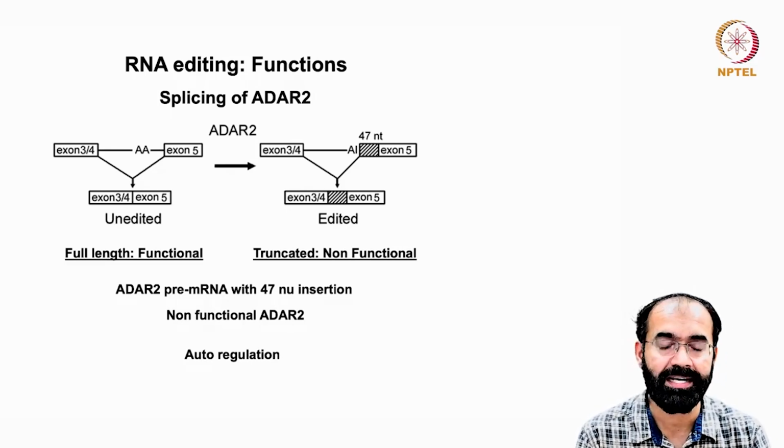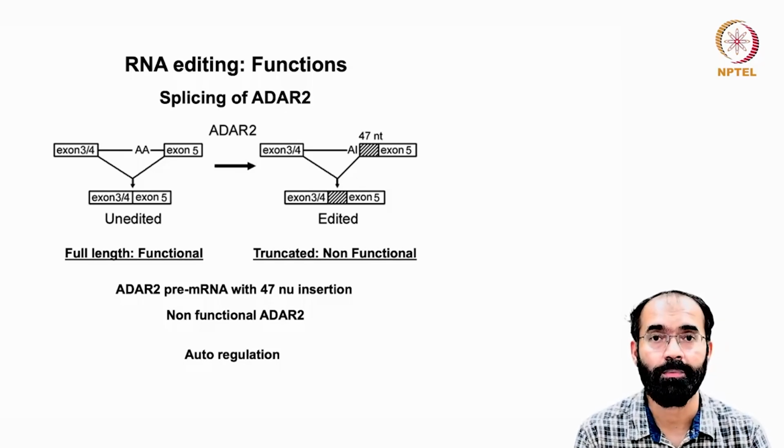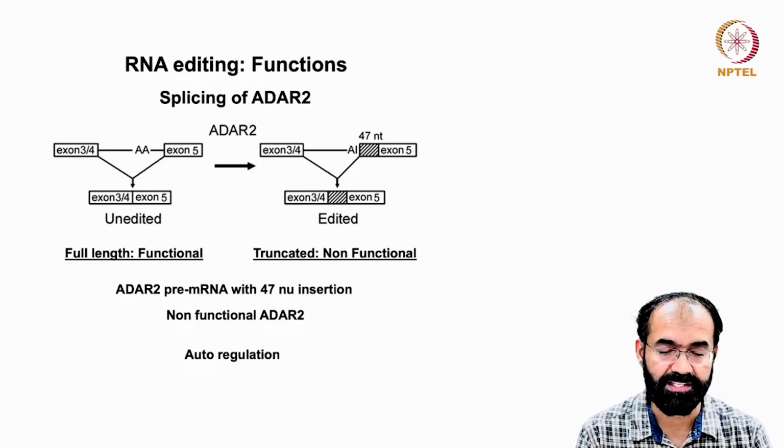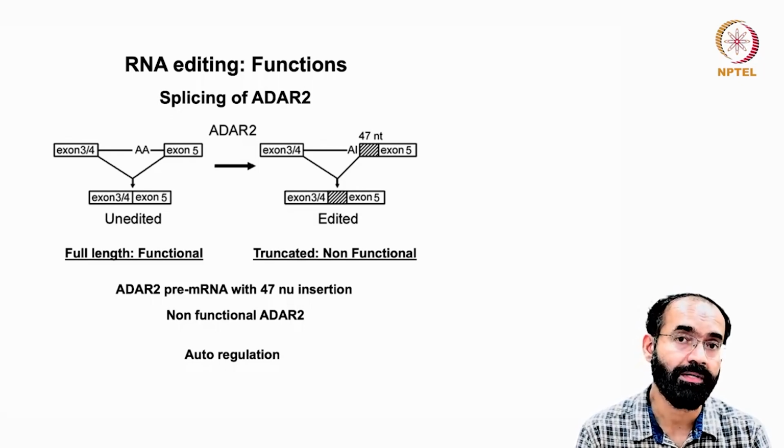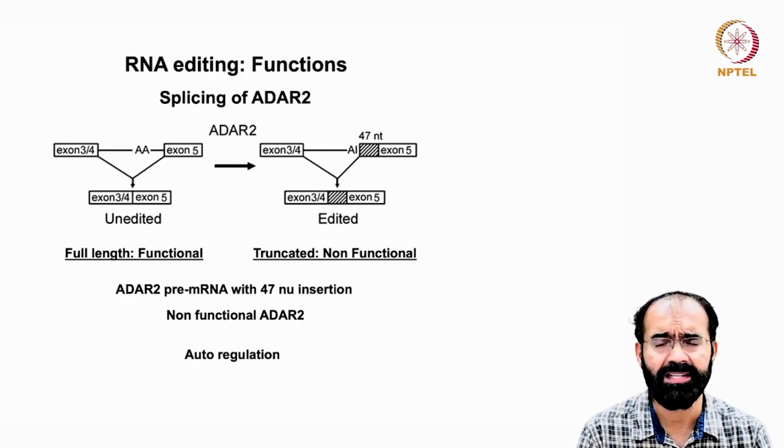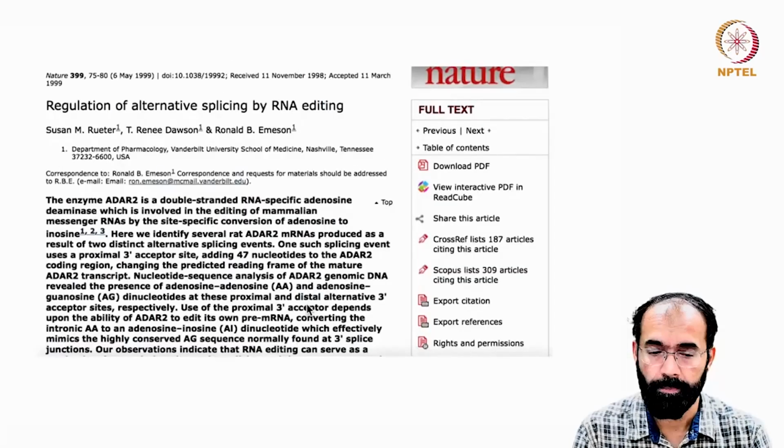Normal ADAR2 is needed for normal functioning, normal editing. One we already saw, AMPA receptor modification. But if there is excess, more is there, how will you reduce it? To reduce that, it will always go back to its own RNA, and this is one way of autoregulation.